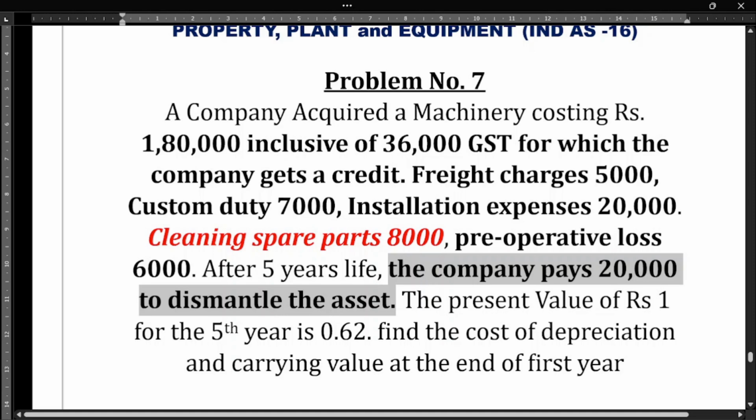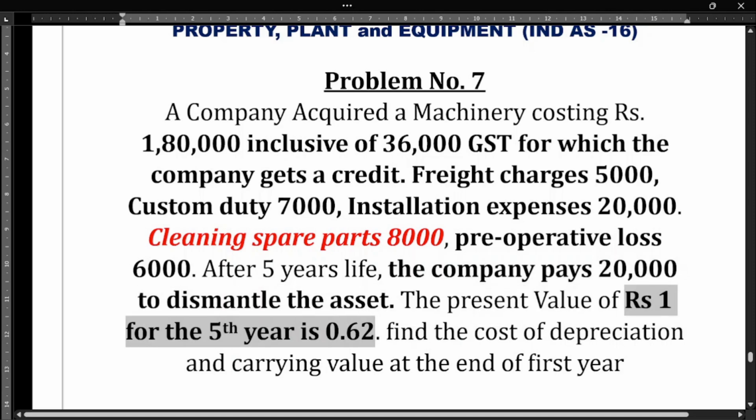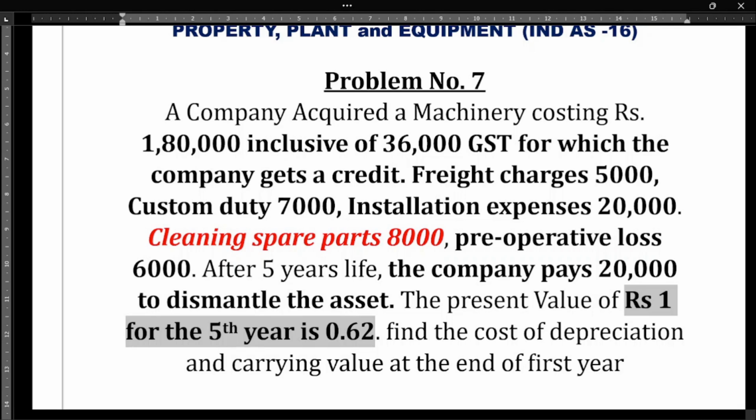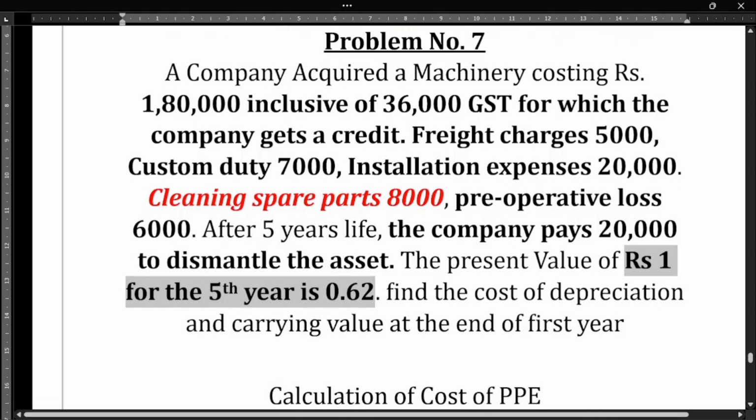The present value of 1 rupee for the 5th year will be 0.62. Means whatever the value of money today, it is 1 rupee. The same 1 rupee will have a value of 0.62 rupees after 5 years. Calculate the cost, and find the depreciation and carrying value at the end of the first year.